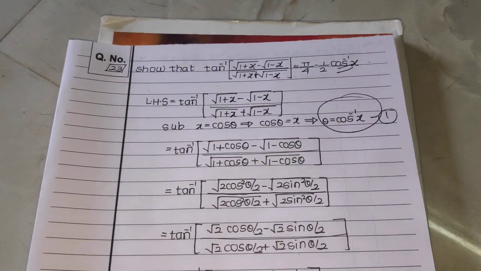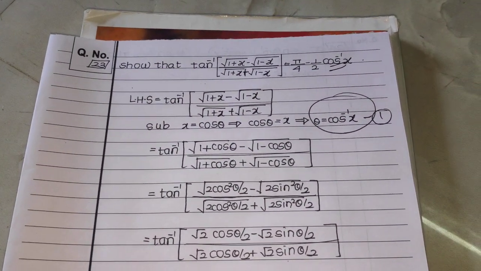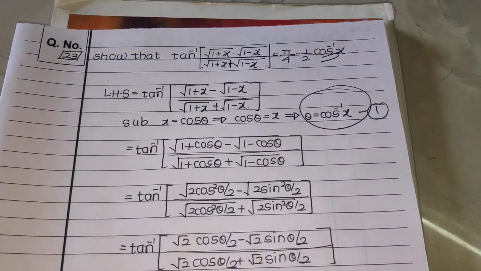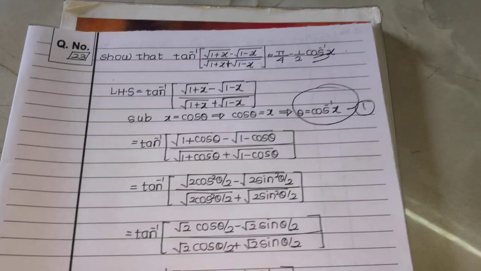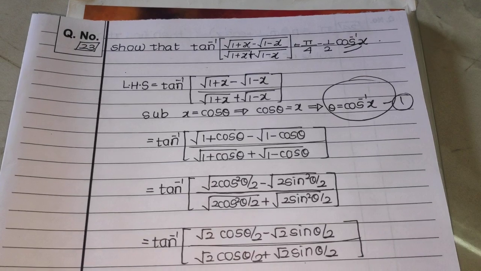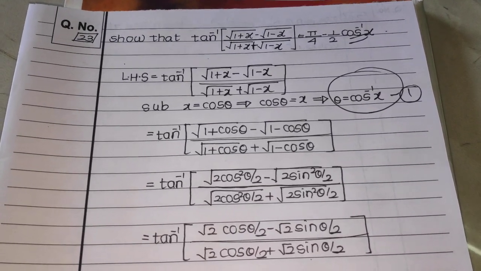Tan inverse of root of 1 plus x minus root of 1 minus x. We substituted x equals cos theta. That means cos theta equals x, which shows theta equals cos inverse of x. In a previous question also we have done the same thing.